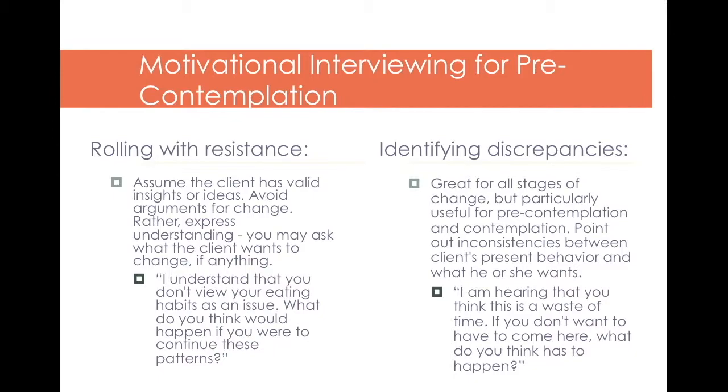In the example of a client with an eating disorder who doesn't think that they have a problem, what you can say is, I understand that you don't view your eating habits as an issue. What do you think would happen if you were to continue these patterns? And then we have identifying discrepancies. This is great for all stages, but really useful for pre-contemplation. We're going to point out inconsistencies between what the client is presenting and what he or she wants. You can say something like, I'm hearing that you think this is a waste of time, but if you don't want to have to come here, what do you think has to happen?